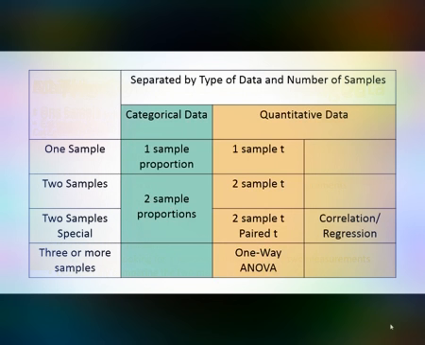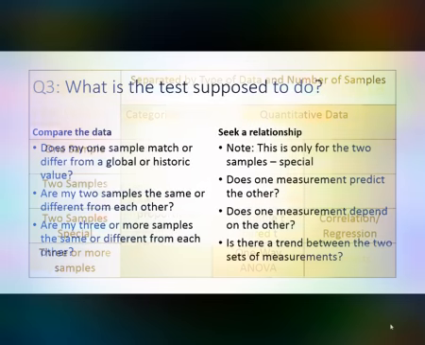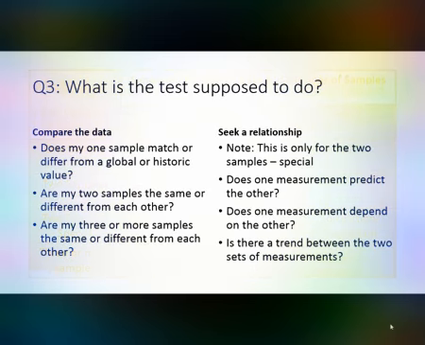When you have quantitative data, we might know what to do already, we might not. If you have quantitative data and you have the two sample special, well, we need to ask ourselves one more question. Question 3. What is the hypothesis test supposed to do? Either it's a comparison of the data, maybe between the groups or from the one group you have to a historic value, or if it's not that, then you're seeking a relationship between the two sets of data.